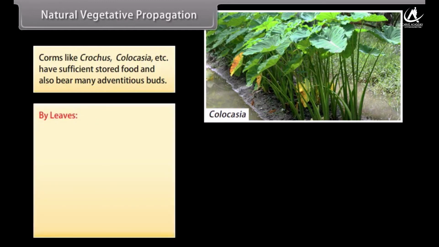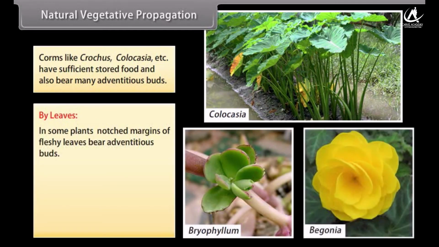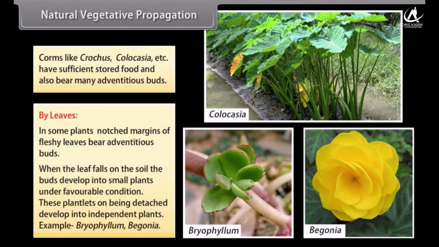By leaves. In some plants, notched margins of fleshy leaves bear adventitious buds. When the leaf falls on the soil, the buds develop into small plants under favorable conditions. These plantlets, on being detached, develop into independent plants. Example, Bryophyllum, begonia.